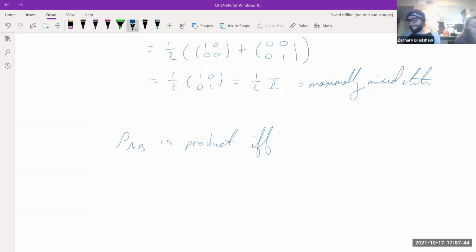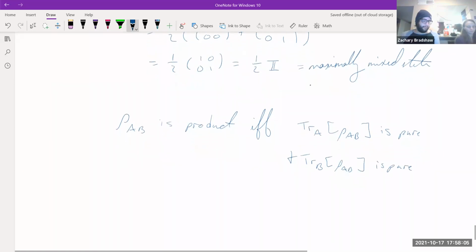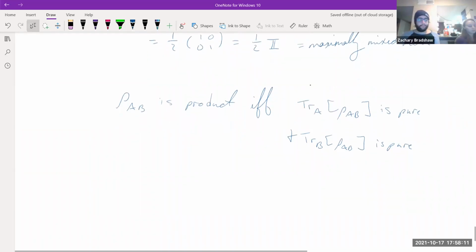It's product if and only if your trace over A of rho AB is pure and, equivalently, the trace over B is pure. These two things are pure. So do you need both of those to be true or just one of them? One of them being true will make the other one true, but I'm just writing them explicitly. So how is a state product?